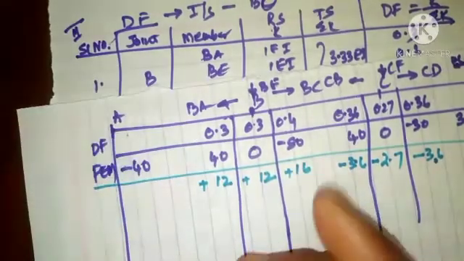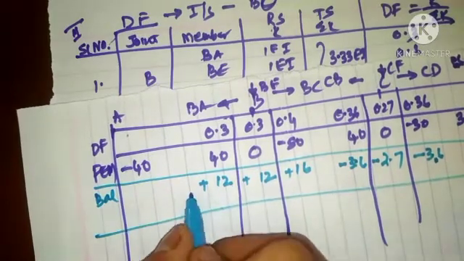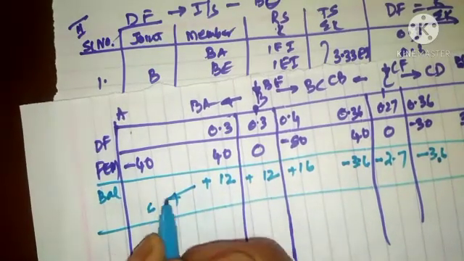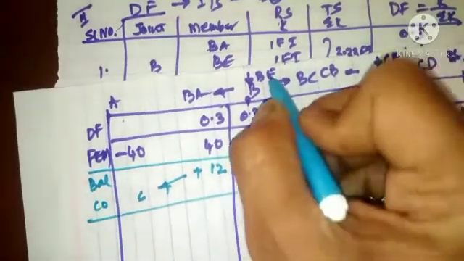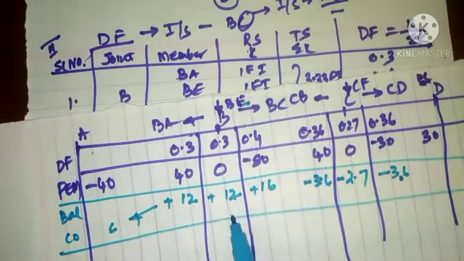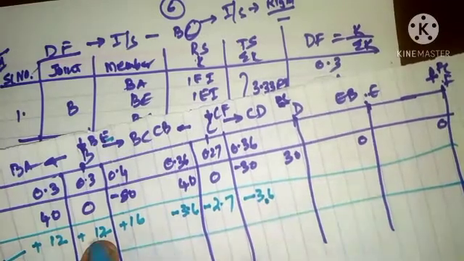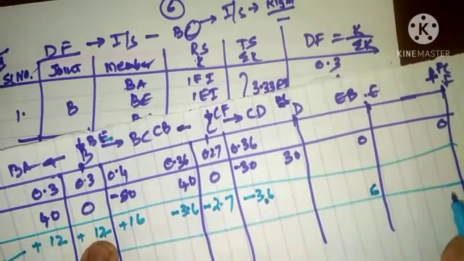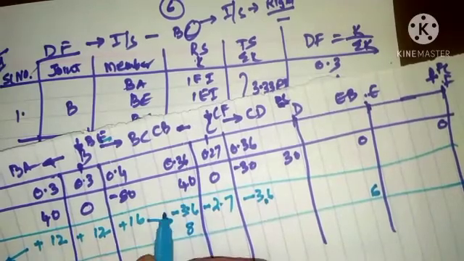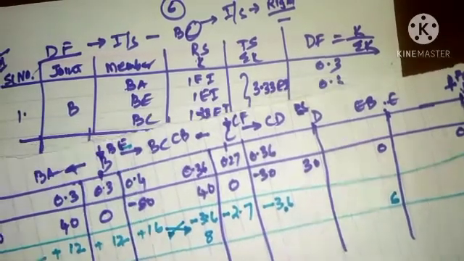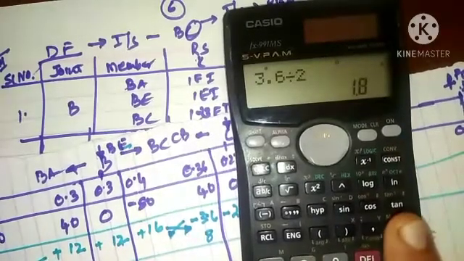So this exercise is called balancing. Next procedure is carry over. When you carry over, half of the moment will be transferred along with the sign. This is BE, so half of the moment is transferred here. 12 divided by 2 comes as 6 here. Then 16 divided by 2 will be 8 here, and this side will be 3.6 divided by 2, which comes as 1.8.